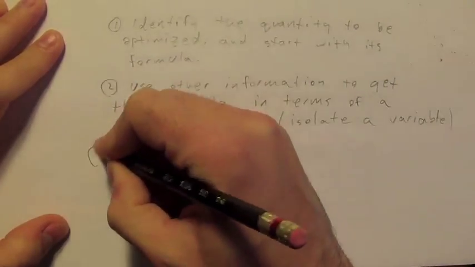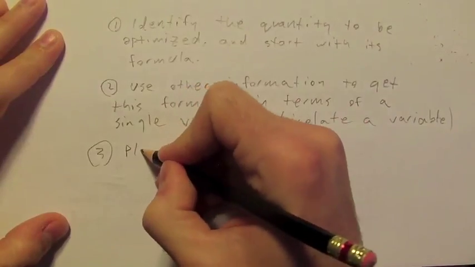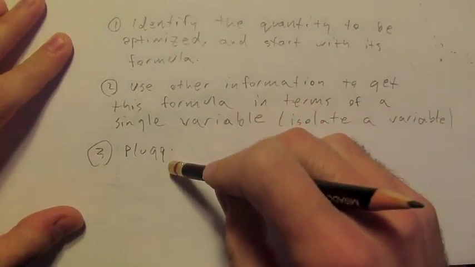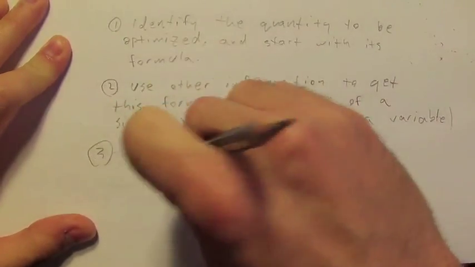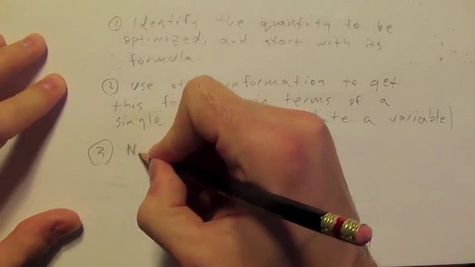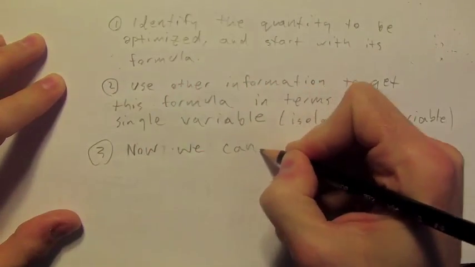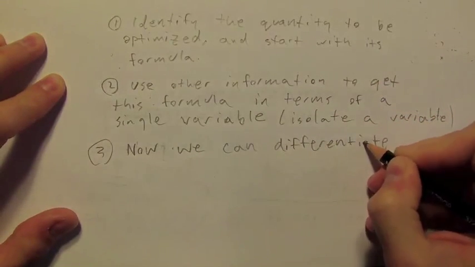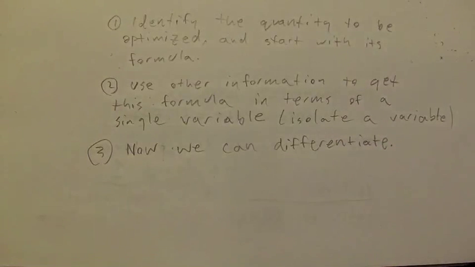Then once you do that, plugging back in, well, I've already done that if you're getting that in terms of a single variable, but now we can take the derivative. Right, now we can differentiate. And once we do that, then it's just a matter of setting equal to 0, solving, doing all that, finding your critical points, yada, yada, yada. But it's the setup that I think gives most people problems.